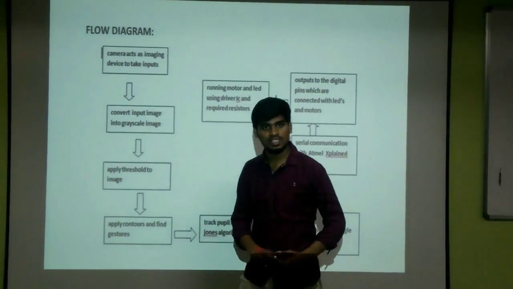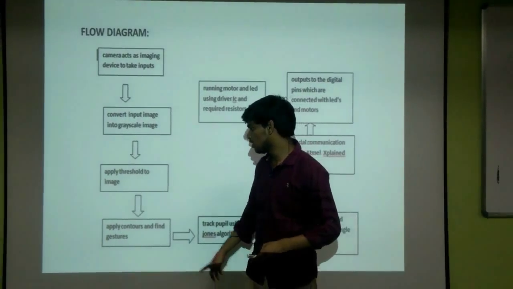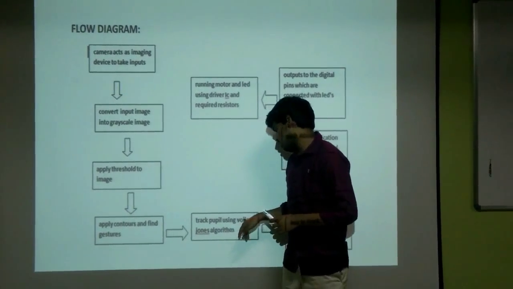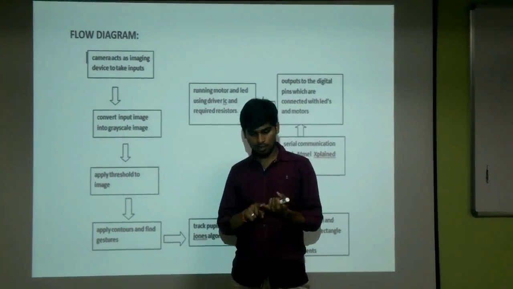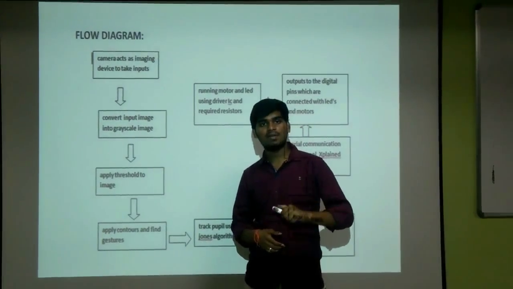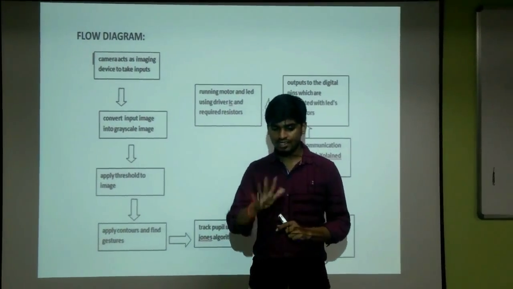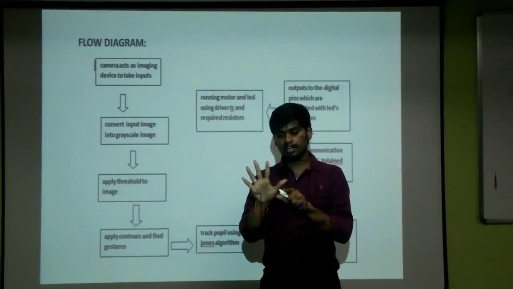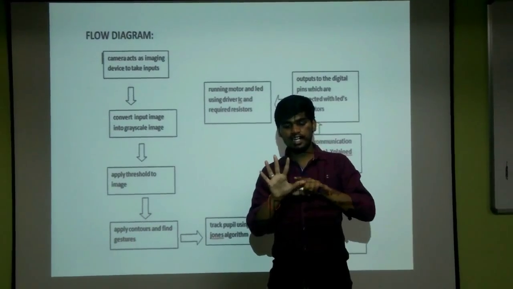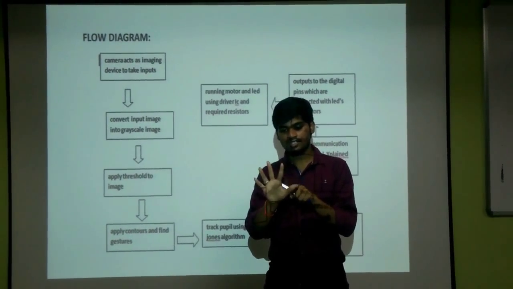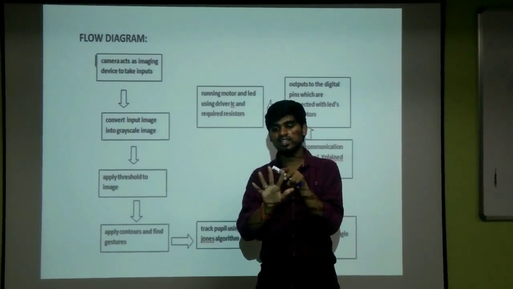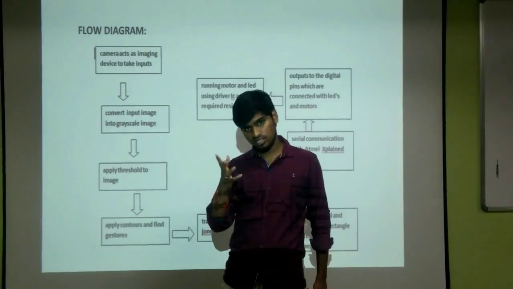After applying the contours, which are nothing but the outline of the images, we need to find the gestures. There are different techniques to find the hand gestures, and we use the Lucas-Kanade method to track the pupil and convexity defects to track the hand gestures. What happens actually in the convexity defect? This is our hand gesture, and when the contours are drawn along the hand, these are the convexity defects. If we recognize one convexity defect, then it's recognized as two fingers, and if we recognize two convexity defects, then it's three fingers. In this way, the hand gestures are recognized.